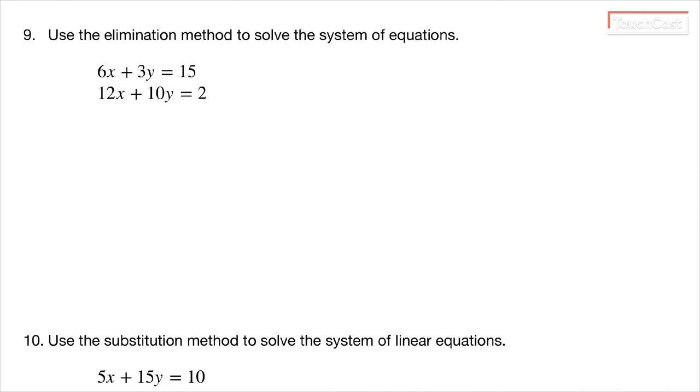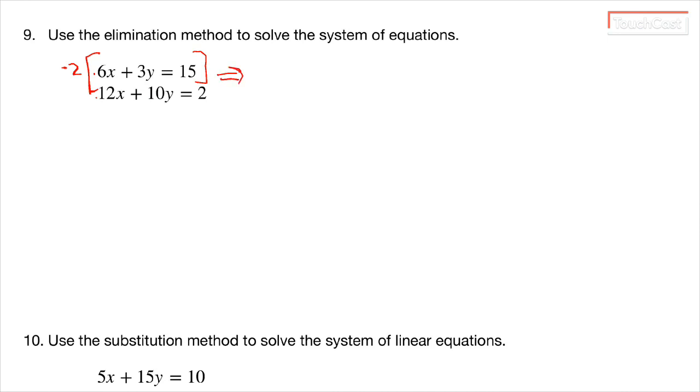Now, if we look at these two, we can see that the 6x and the 12x have something in common. If I multiply 6 by 2, I get 12, which means if I multiply it by negative 2, I will get negative 12, therefore canceling the positive 12 and the negative 12 out. So I actually have to multiply the entire equation by negative 2 in order to keep everything in balance. So that's what I'm going to do.